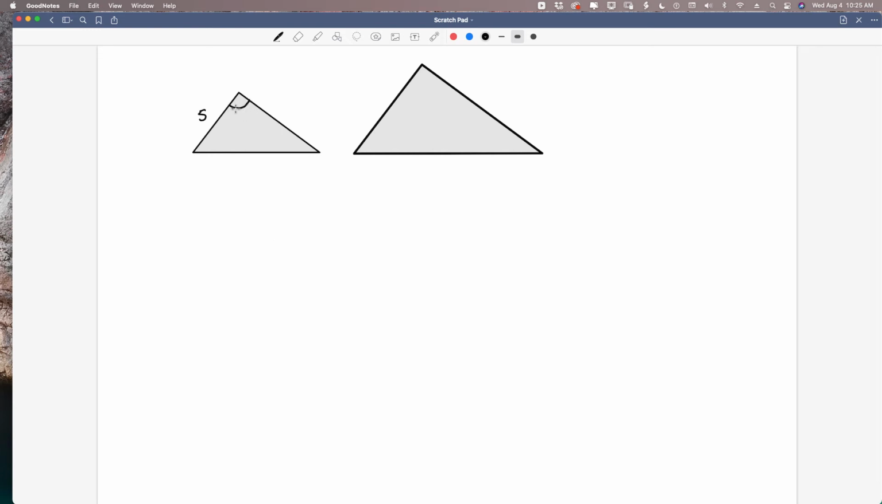this is 5, but this angle of measure is congruent to this angle of measure. And this angle of measure is congruent to this angle of measure, right? So this is 7, this is 8. We don't know what this is, we don't know what this is, but this is 9.